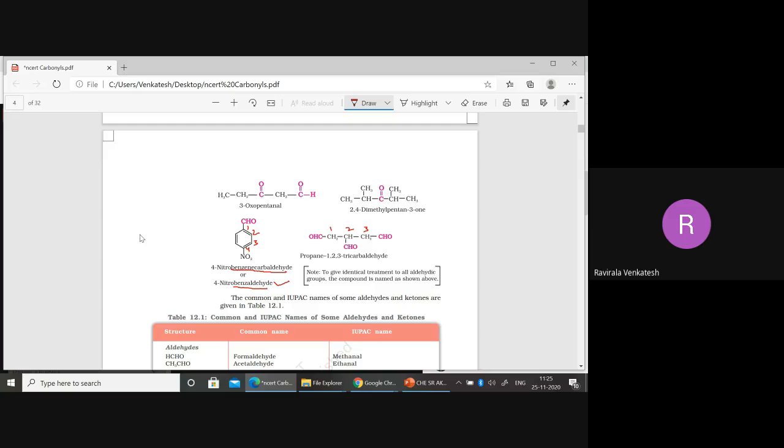Now this is the parent chain, because we have how many functional groups? 3 are there here. In that case, the functional group is on which carbon? First carbon, second carbon, third carbon. Now take propane-1,2,3-trial, isn't it? This is a note point. Okay.